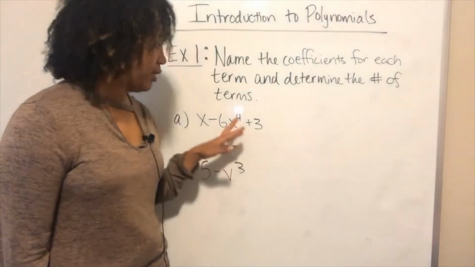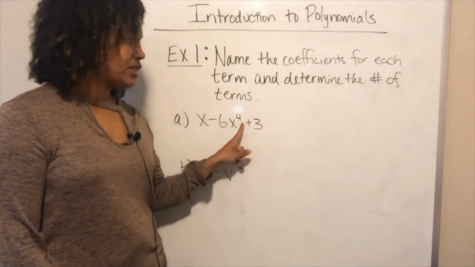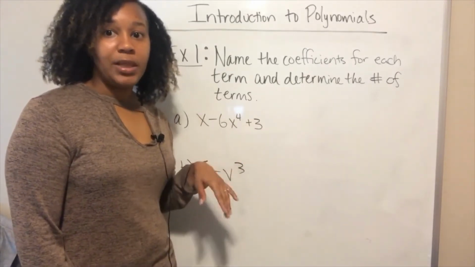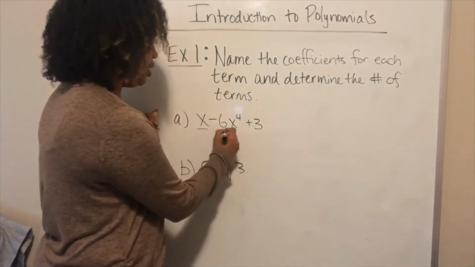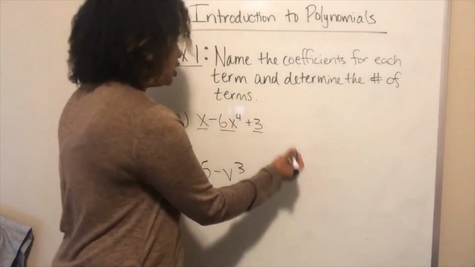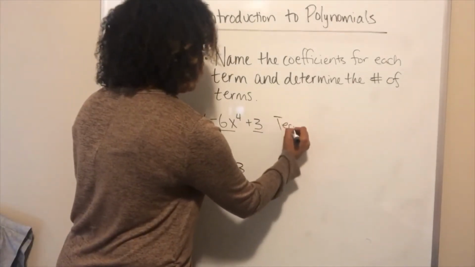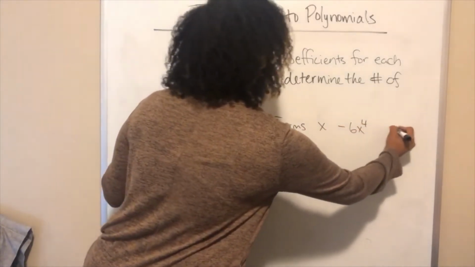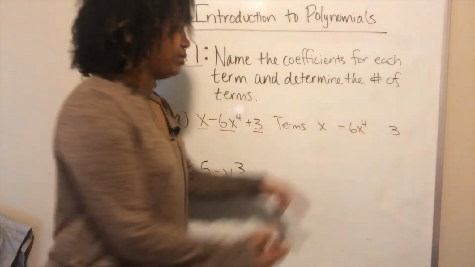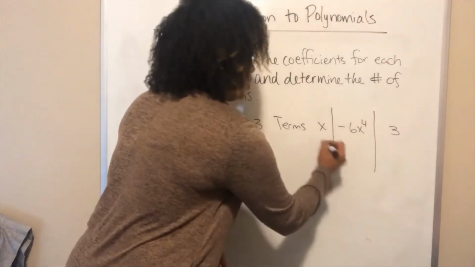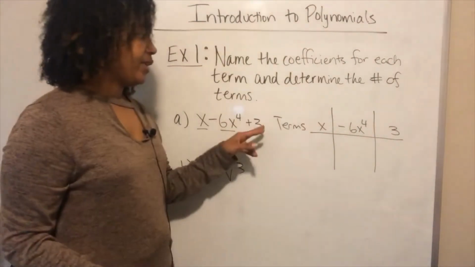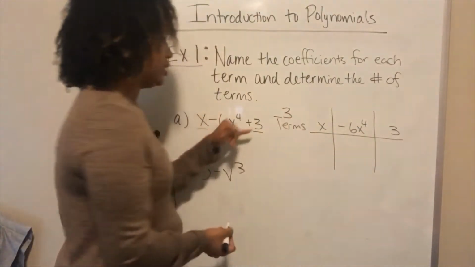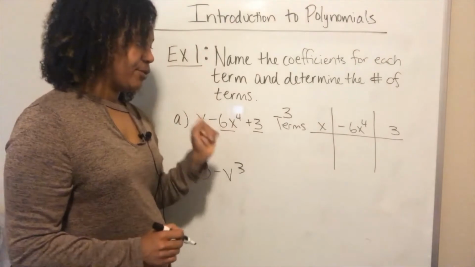So our first polynomial is x minus 6x to the fourth plus 3. Remember, your terms are separated by plus and minus signs. So that means this is a term, this is a term, and this is a term. So my three terms would be x, minus 6x to the fourth, and 3. Those are my three terms. If you want to separate them with a little line, you can do that. So how many terms are there? There are three terms.